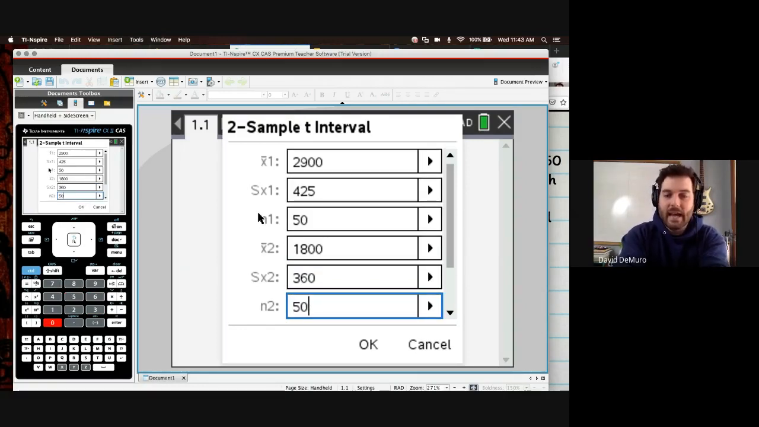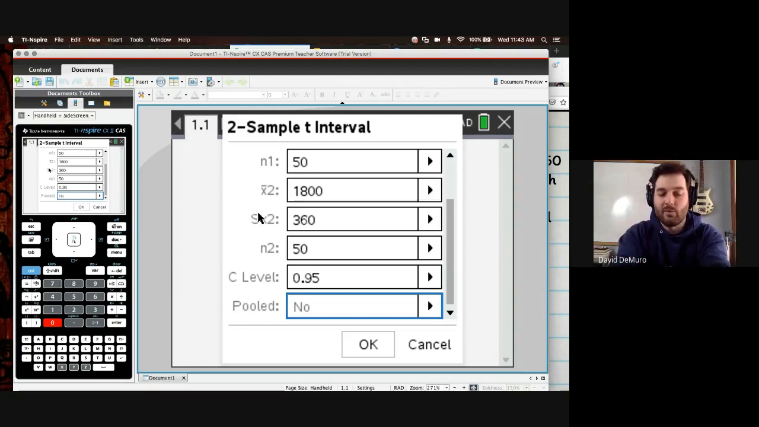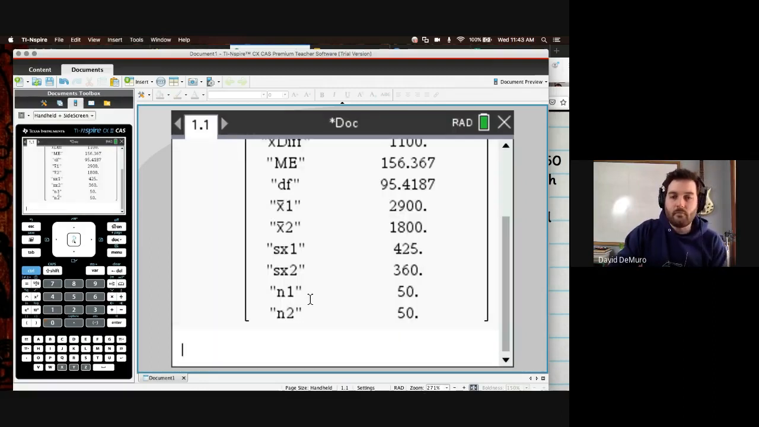I like to hit the tab button because there are some things that aren't listed on here. So if you hit tab, it'll go to the next one, our confidence level 0.95. And then it'll ask you pooled, and just always say no. Say no if it asks you to pool. That's a separate thing. We're not going to get into that. So just say no to pooling. Everything is all set. We're going to hit OK. And here's what we have.